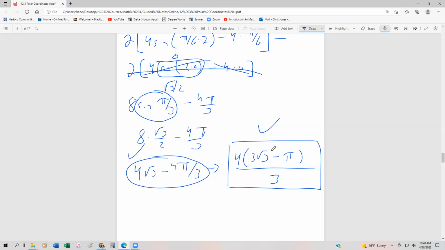All right, so we have one more of these that we'll look through with respect to areas, and then we're going to move on to arc lengths.